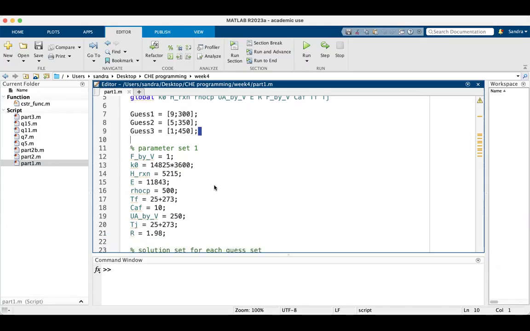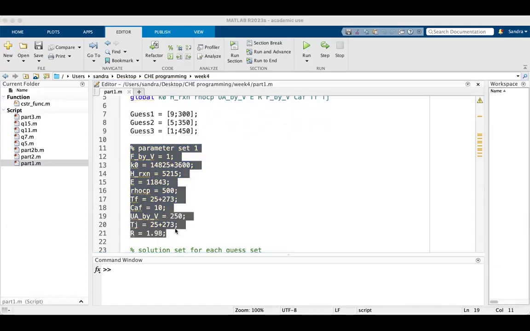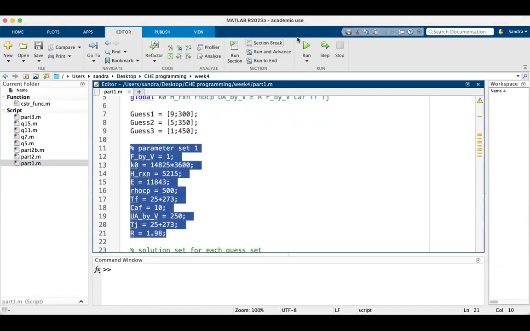Now let us do parameter set 1. In parameter set 1, this has been tabulated from the table. But one thing, yes, you have a question?